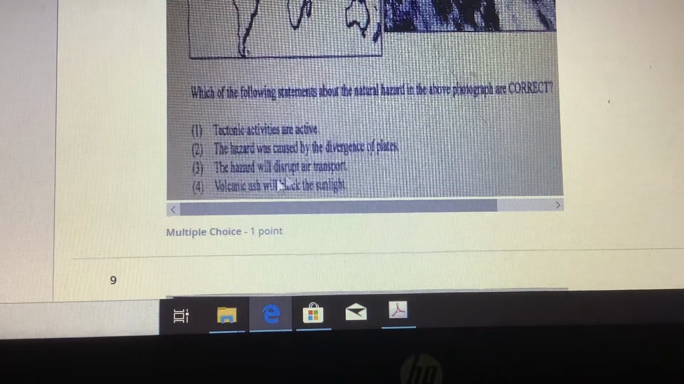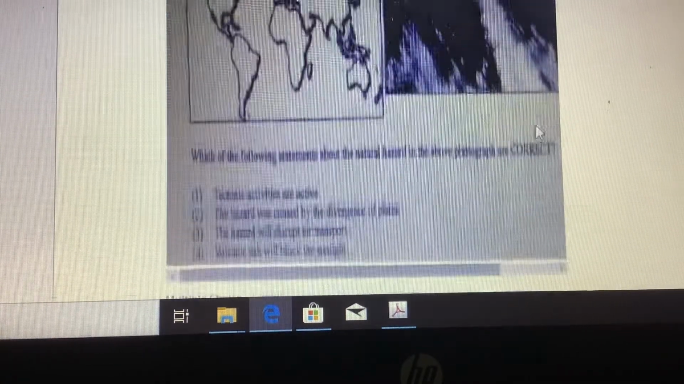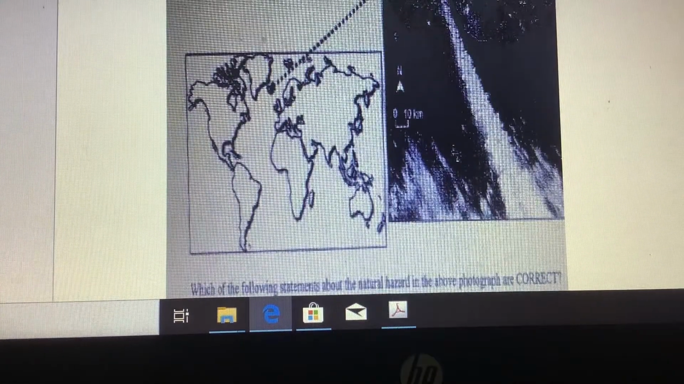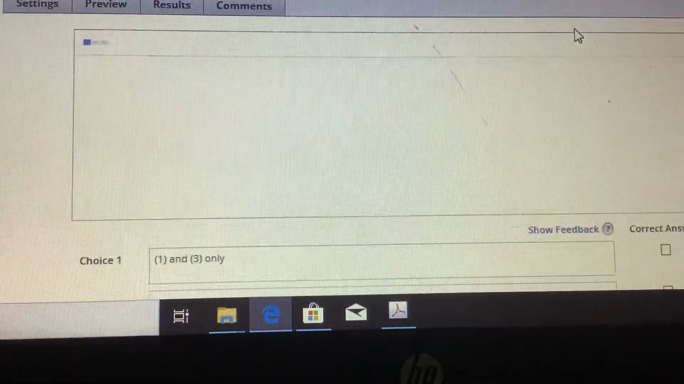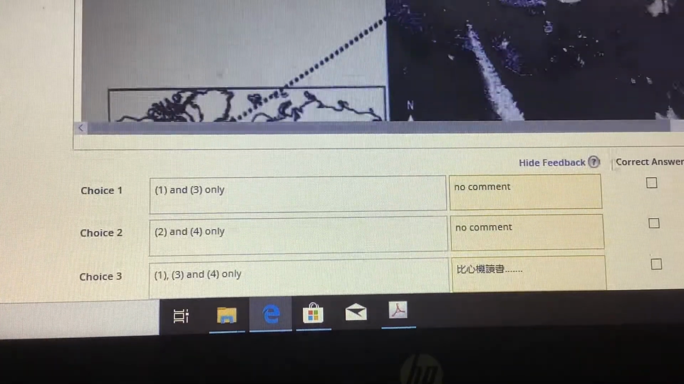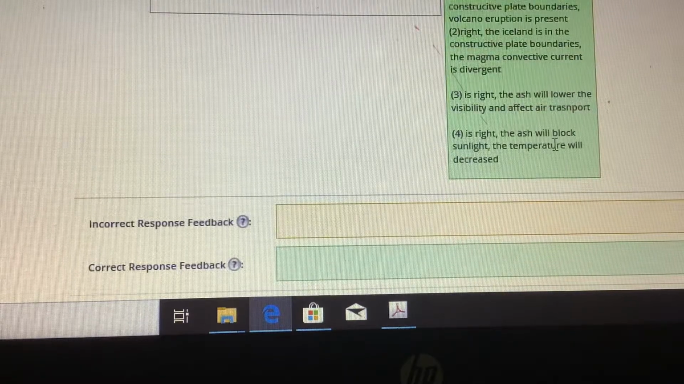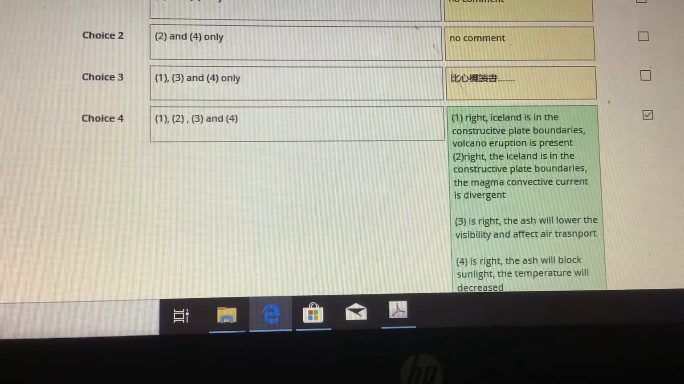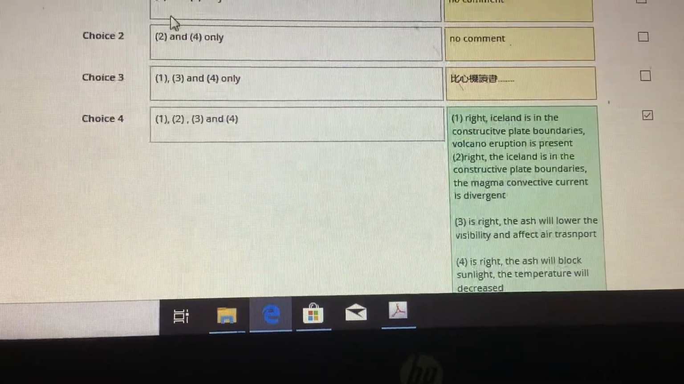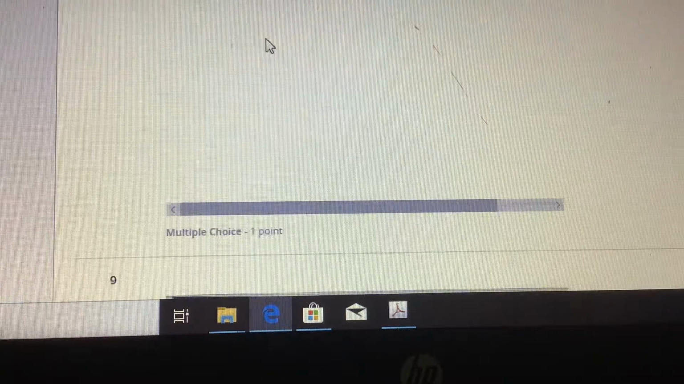And then the volcanic ash will block the sunlight. I have no time to check the answer actually, but I think all correct. So all correct. It's not because Mr. Leung said so, but anyway, I think you can get it.